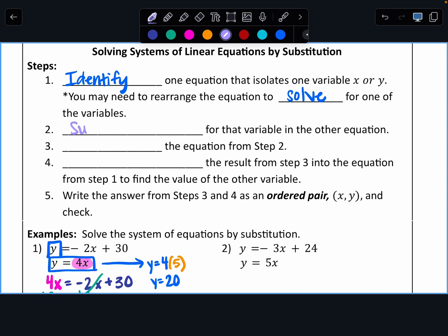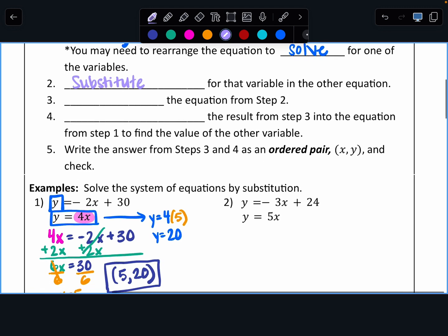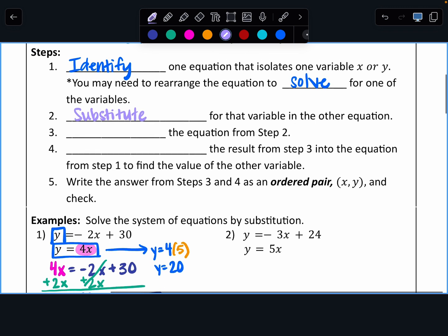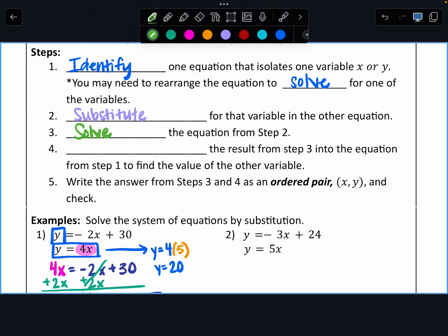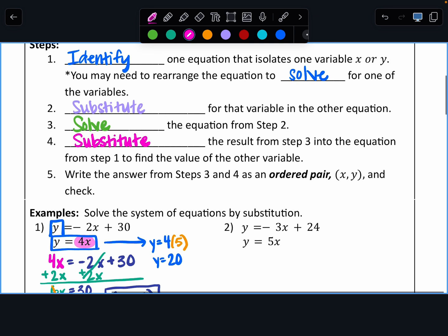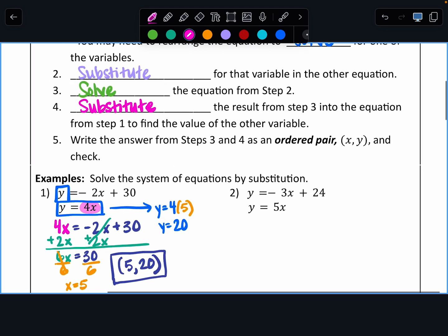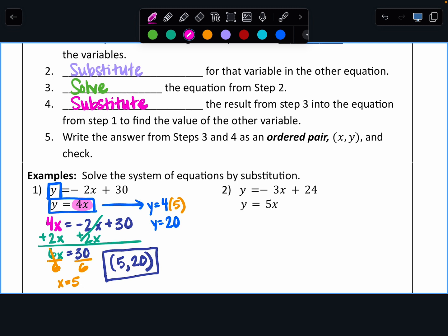Step 2 would be to substitute for that variable into the other equation. So that's when we took 4x and put it in for y in the other equation. Then you're going to solve the equation from step 2. Step 4 would be to substitute again the result from step 3, so that's when we found what x equals, we substituted it back into the equation from step 1 to find the value of the other variable. Step 5 is to write the answer from steps 3 and 4 as an ordered pair, (x, y).